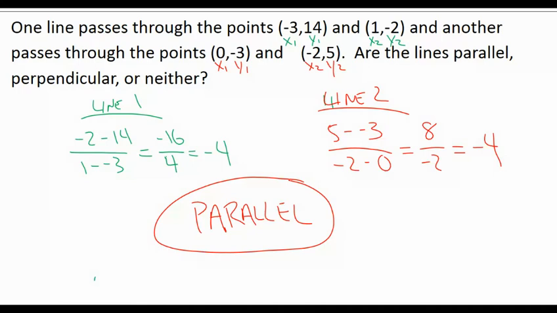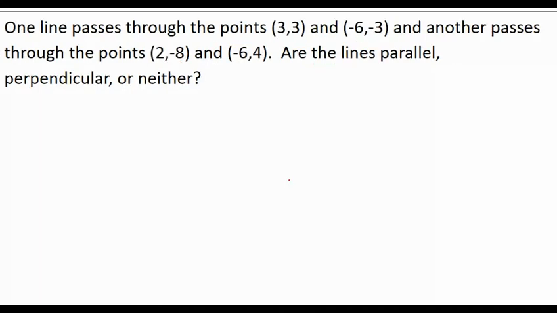All right, let's move on to our next one. So this one line passes through the points 3, 3, and negative 6, negative 3, and another passes through the points 2, negative 8, and negative 6, 4. Are the lines parallel, perpendicular, or neither? All right, I want you to pause this and try it on your own.